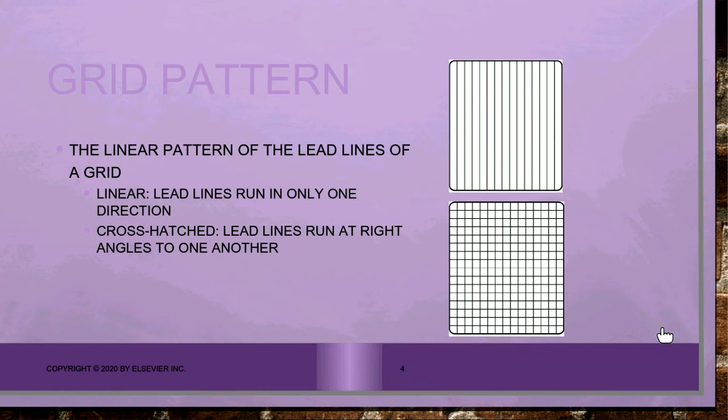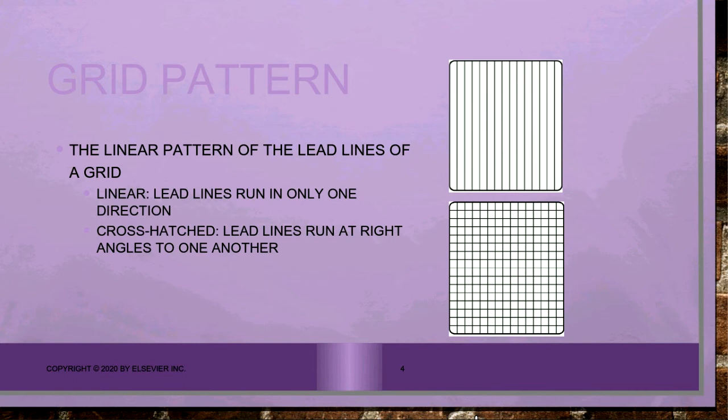So this is the more current pattern that we use, a linear pattern where the lead lines only run in one direction. This also allows you to angle the central ray, because you can angle along the long axis of the grid lines, or the lead lines in the grid. You could angle cephalic and caudal. With the cross-hatched one, you could not angle in any direction because you would force some of the photons into the lead lines. Okay, so that references your grid pattern, either cross-hatched or linear.